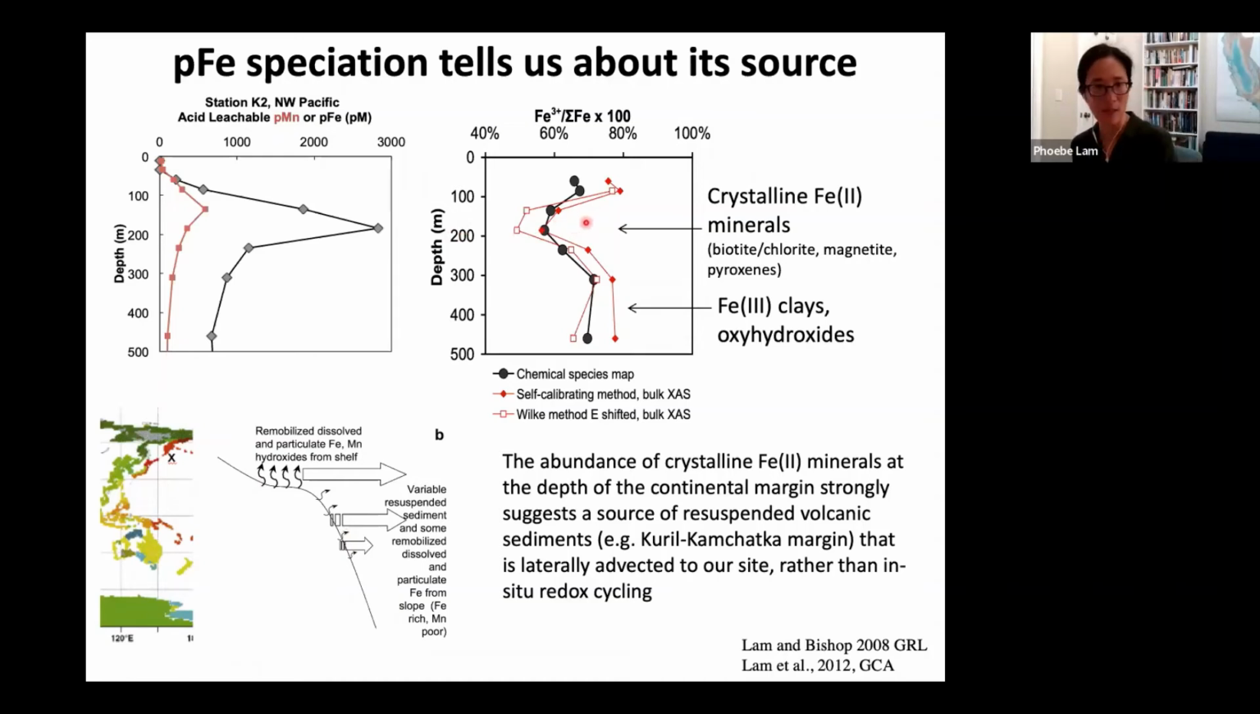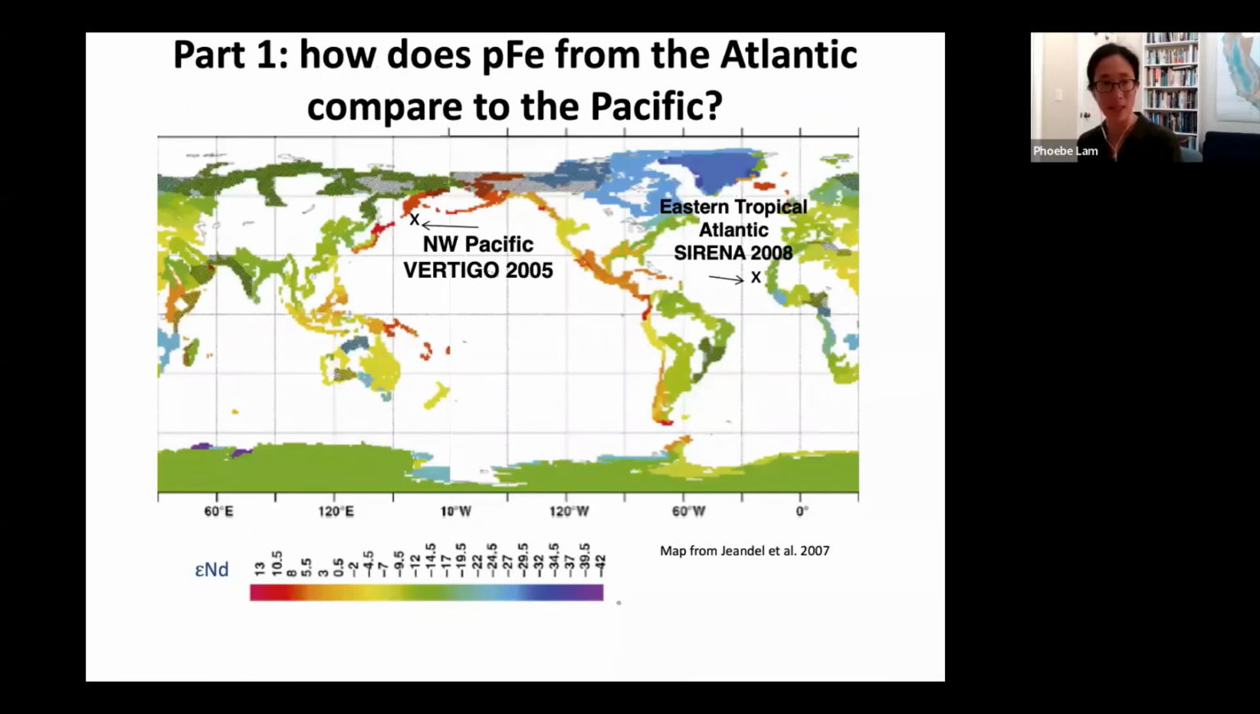So this allowed us to understand, at least in this location, let me turn on that laser pointer again, in this location in the Pacific, we're surrounded by this volcanic margin, and we saw evidence for this transport from the margin into the interior of the ocean.